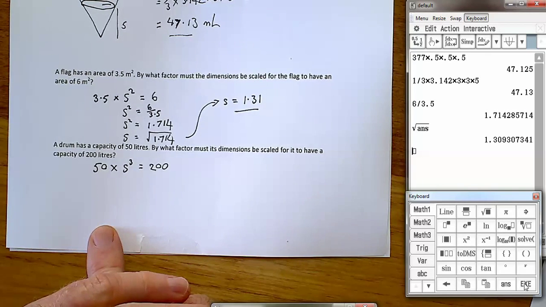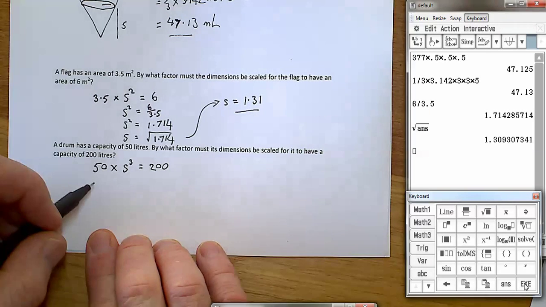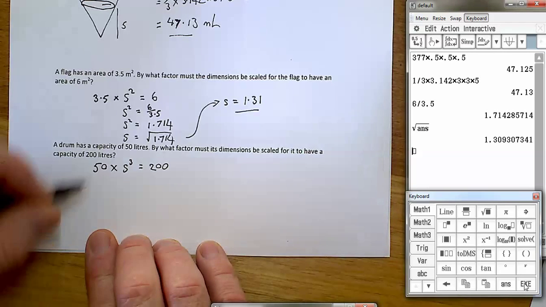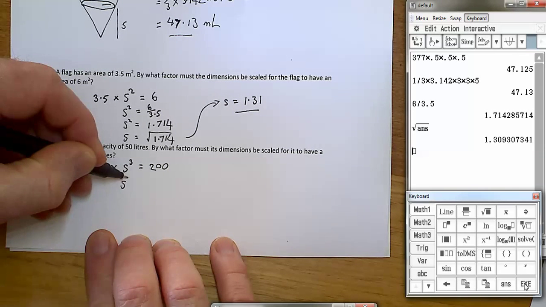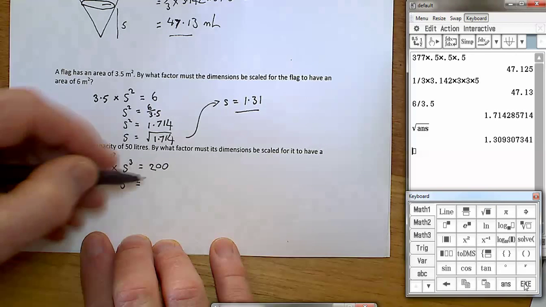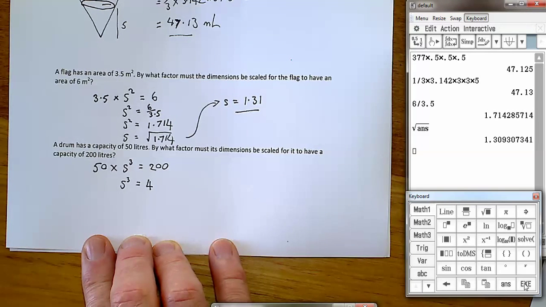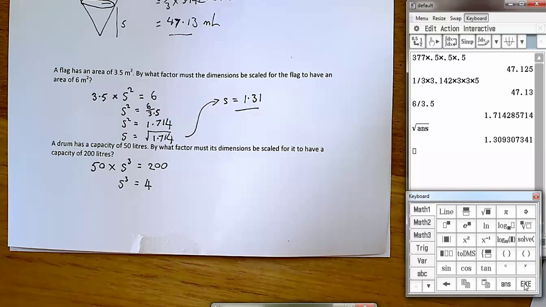Now that's not too hard. At the moment it's 50 times S cubed. So what I want to do is do the opposite of timesing by 50. Divide both sides by 50. S cubed equals 200 divided by 50. Can almost do that in my head. 200 divided by 50 is 4. So S cubed equals 4. I want to find the number which when multiplied by itself 3 times equals 4.